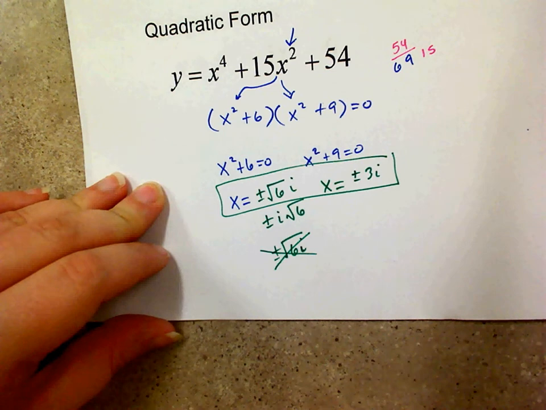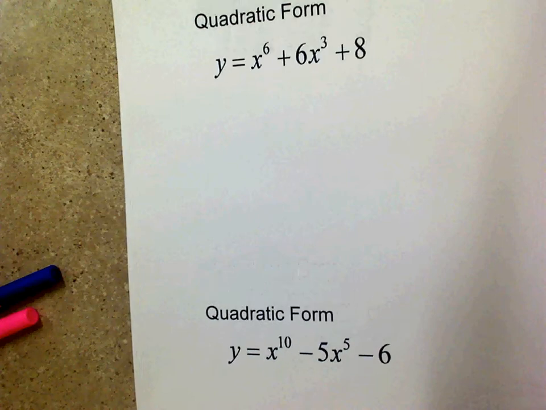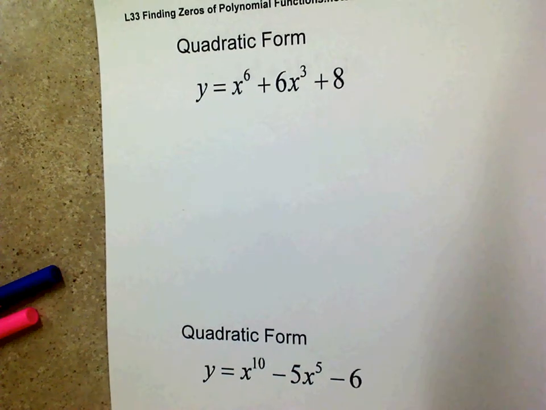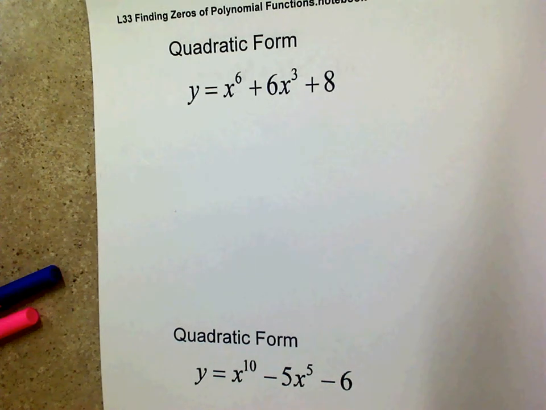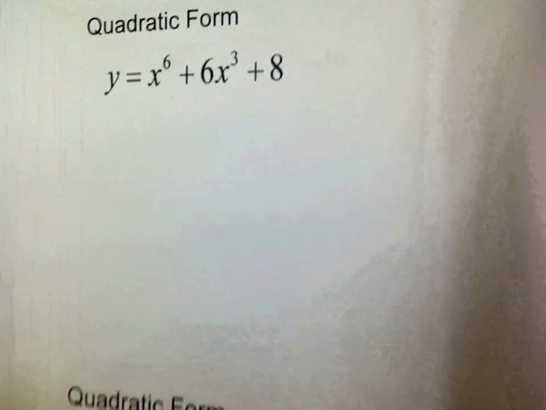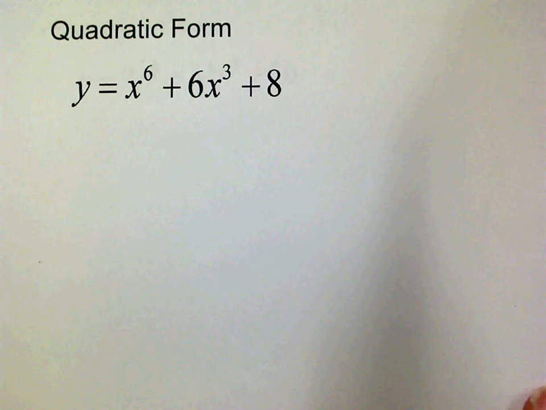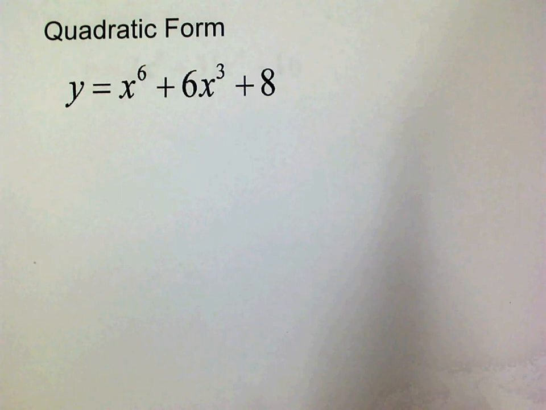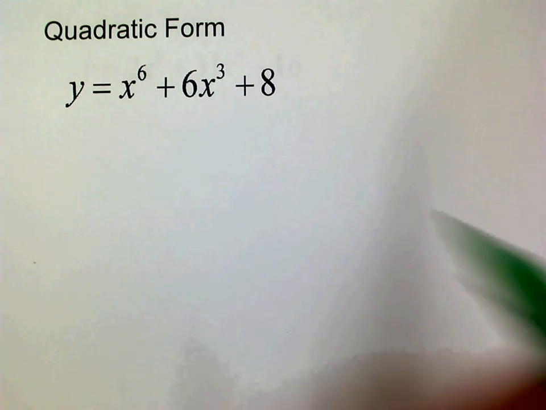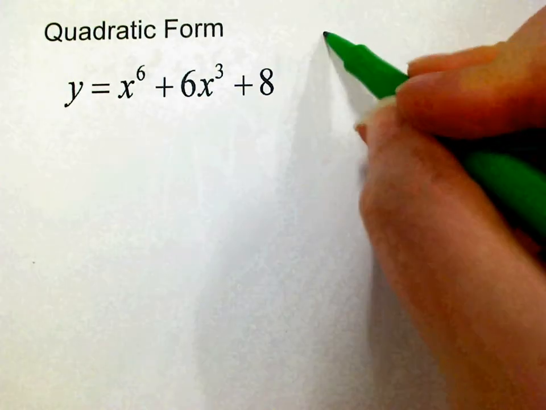Let's do this one. X to the 6 plus 6x cubed plus 8. Okay. Is this exactly the same thing as it was before? No, but is x to the 6 x cubed squared? Is that x to the 6th? Then it works the same way.